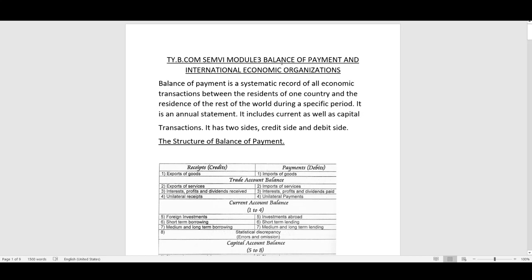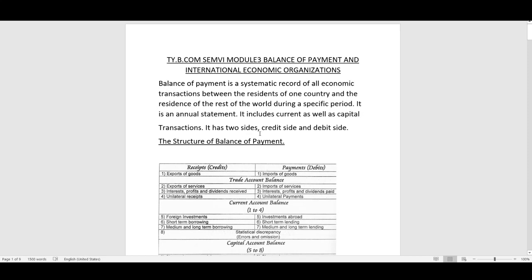Module 3: Balance of Payment and International Economic Organizations. Balance of payment is a systematic record of all economic transactions between the residents of one country and the residents of the rest of the world during a specific period. It is an annual statement, a yearly statement. It includes current as well as capital transactions.